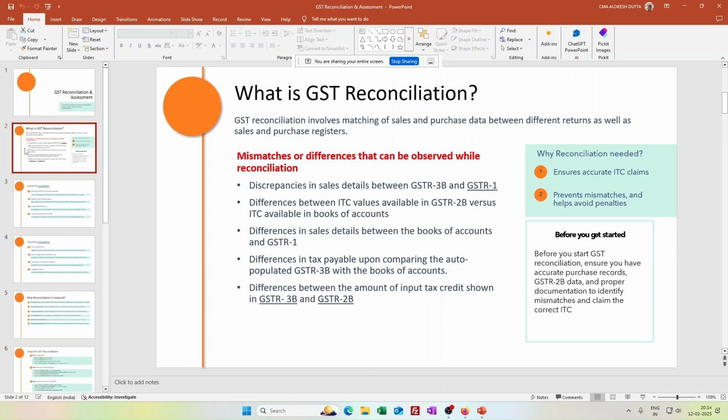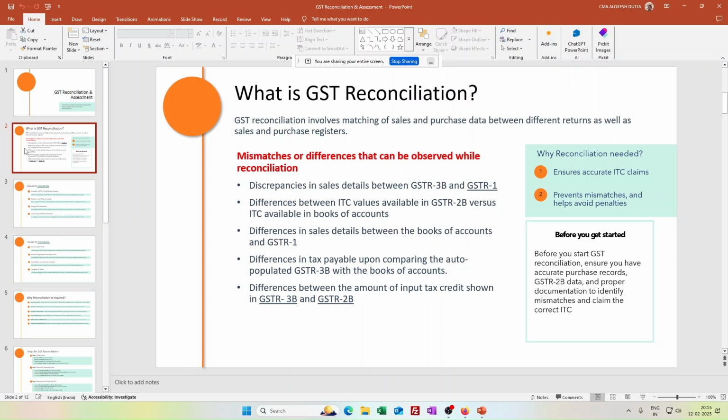The ITC value available as per books of account, and ITC available as per GSTR 2B. Second, difference in sales details in the books of accounts and GSTR 1: turnover as per your books of accounts versus turnover as per GSTR 1. Number 3, difference in tax payable after comparing the auto-populated GST with the books of accounts.